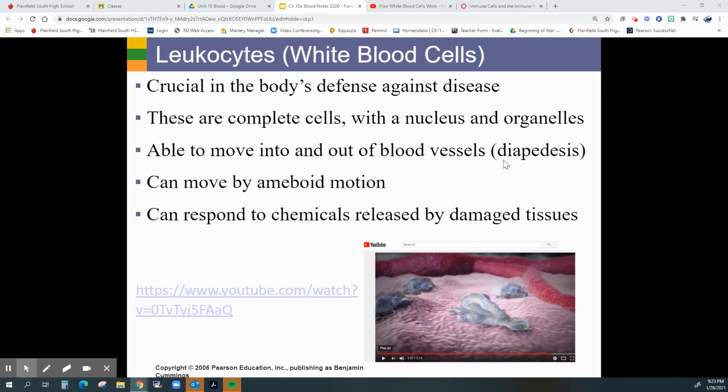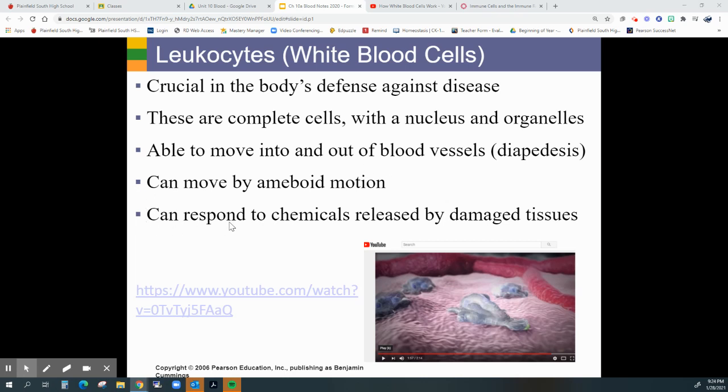This process is what's referred to as diapedesis. Okay, so they can actually cross cell membranes. They can also move in and out of tissues. And for the most part, they do this through a process called amoeboid motion, which they just kind of inch themselves along. So sort of think like a worm moving across the ground. That's kind of the same basic process here.